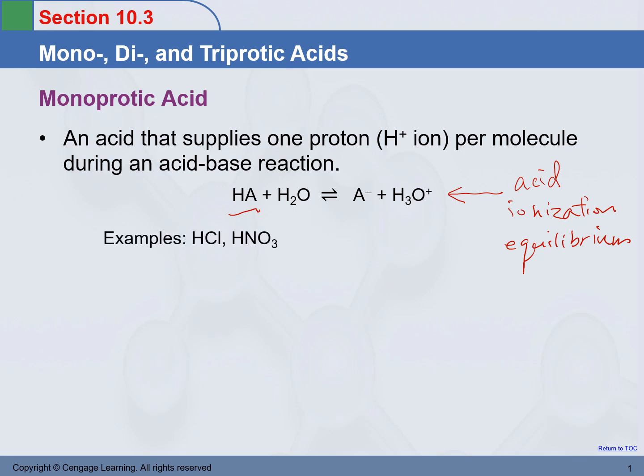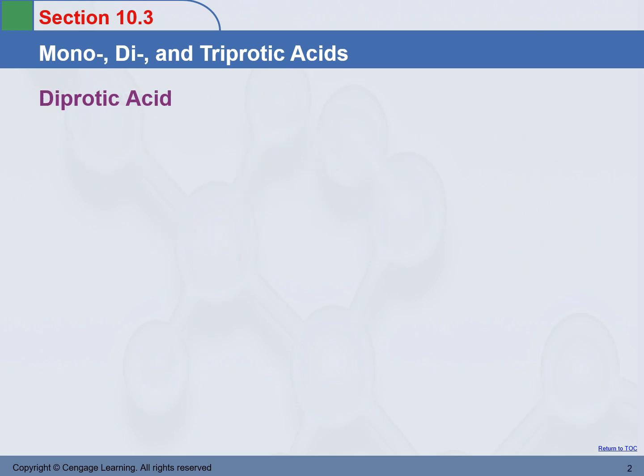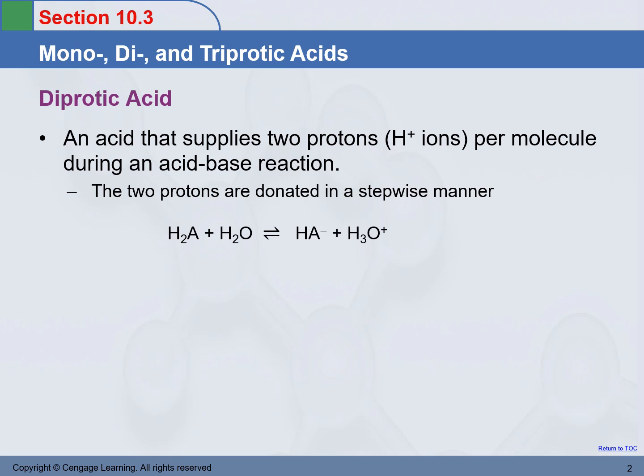Examples, okay, we have hydrochloric acid and nitric acid. Those are the acids we have talked about before. They are both monoprotic acids. Diprotic acid: an acid that can donate 2 protons per molecule during an acid-base reaction. The 2 protons are not donated all at once. They are donated in a stepwise manner, one at a time.